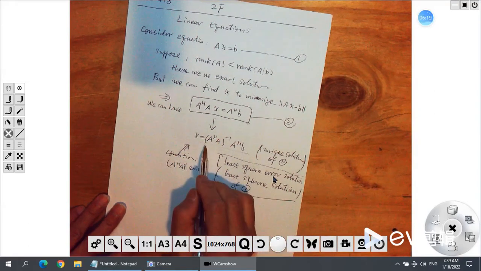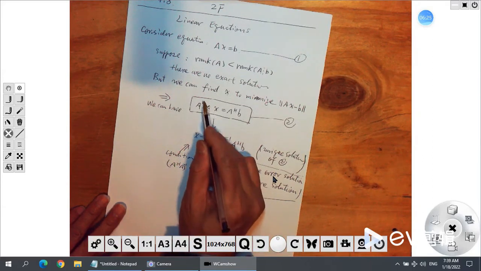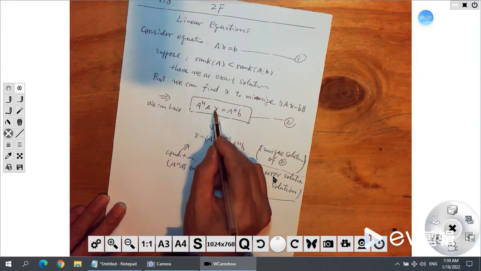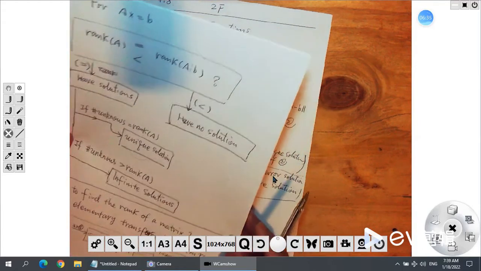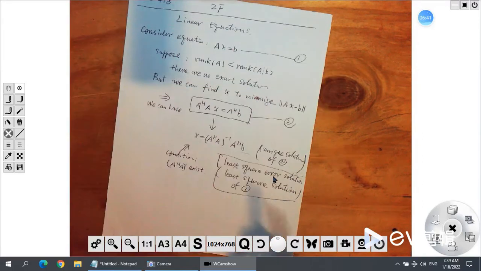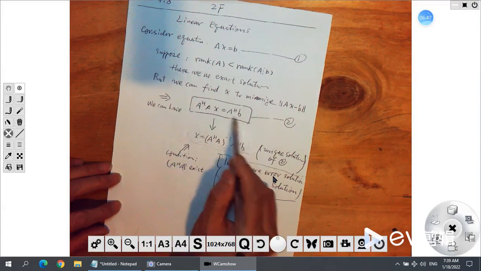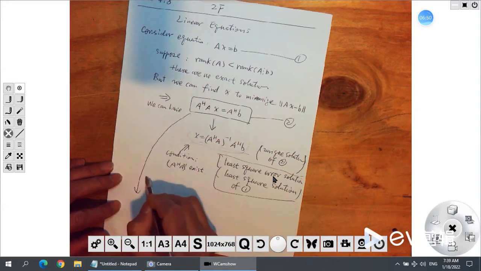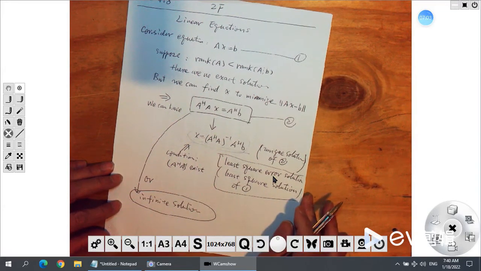If we do not have the inverse matrix, that means the rank of this matrix is smaller than the number of unknowns of X. That is this case: the rank of A is smaller than the number of unknowns, and then you have infinite solutions. So for this equation, you still have a chance to get infinite solutions. All right, this is the result.